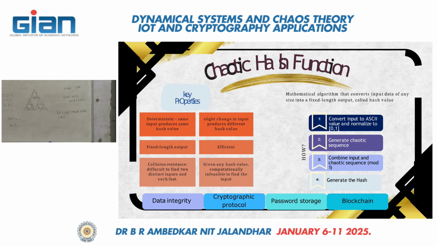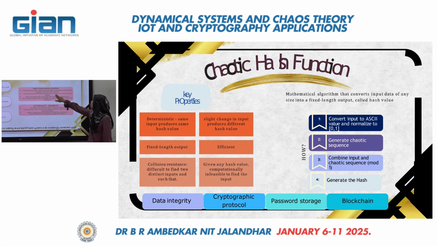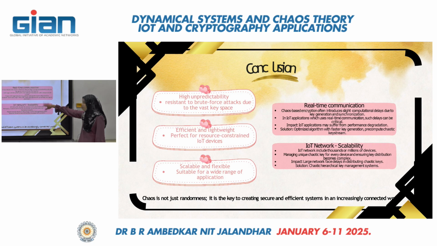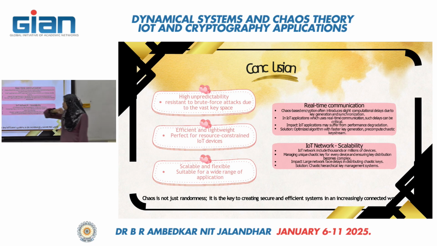But one more thing you have to remember is also the limitation. Okay, chaos also encounters limitations. Often chaos introduces slight computational delay. This often happens to us, the delay, and in IoT applications this delay is very critical. It can have a big impact, and the IoT can suffer performance degradation. So with this delay, you have to do something. This is one of the solutions that I'm sharing: we can optimize the algorithm for faster key generation, or we can pre-compute the key stream, meaning we compute the key generation first before we start our algorithm.